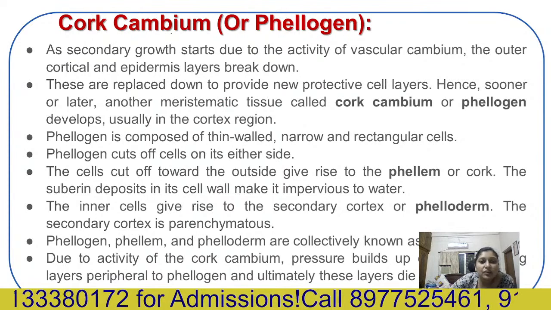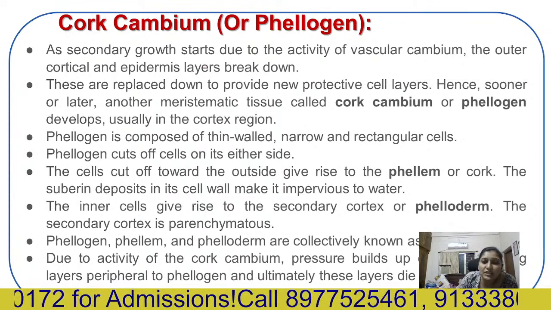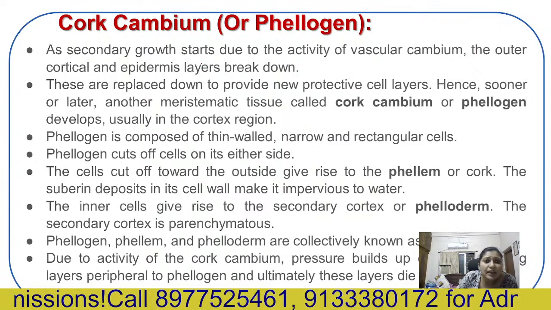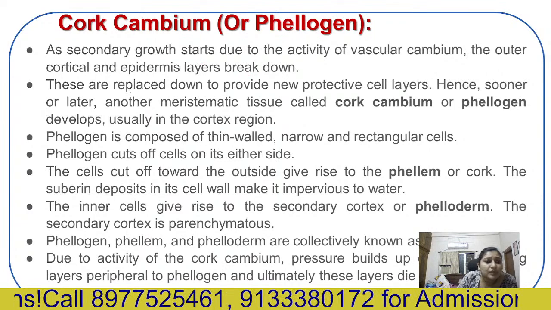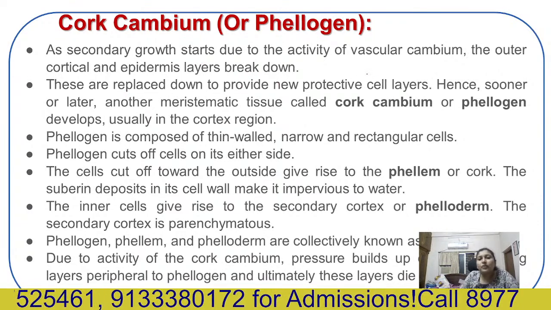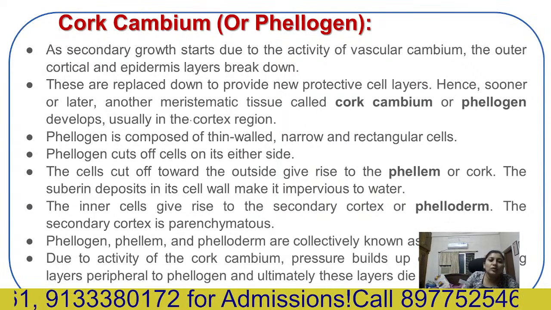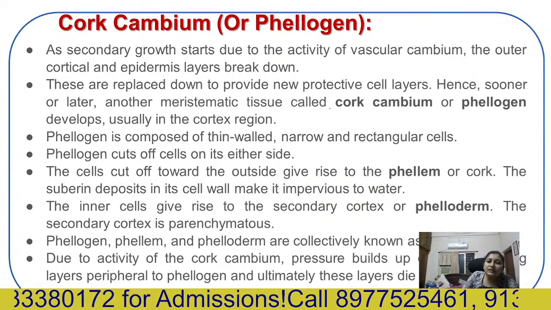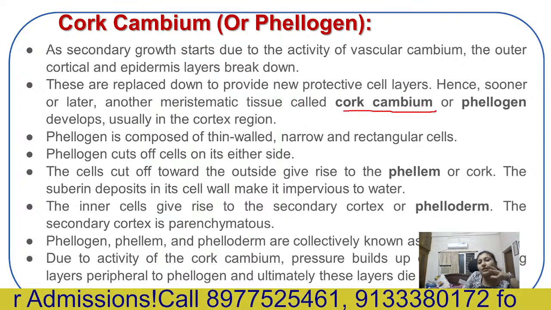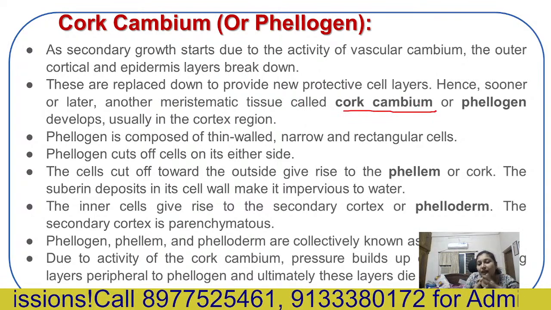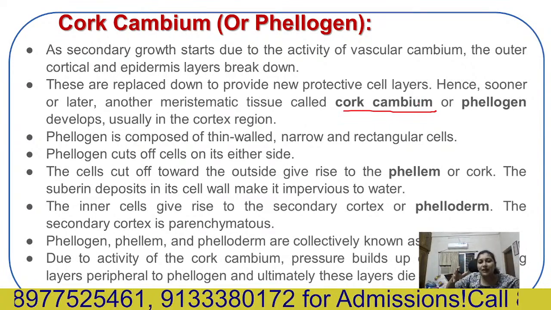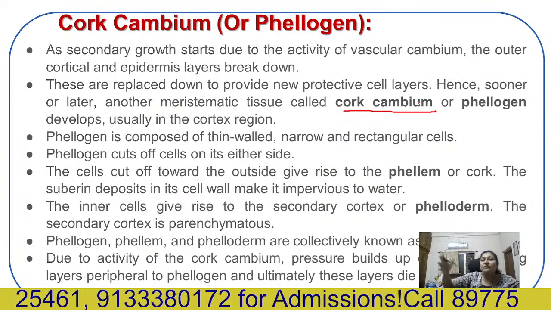Secondary growth starts due to the activity of vascular cambium. So the outer cortical and epidermal layers break down, and they are replaced to provide new protective cell layers. Remember, because of the presence of the cambium ring, it will send some cells towards the inside and towards the outside. That is known as cutting off of the cells.